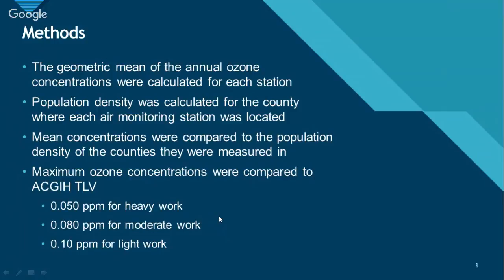Another thing that I did was I calculated the peak ozone concentrations for each of those stations, and those concentrations were compared to the ACGIH threshold limits for ozone. And those threshold limits are listed here. It's important to note that those limits vary depending on the level of work that a person's doing. The threshold is 0.05 parts per million for somebody doing heavy work, and it's as high as 0.10 parts per million for somebody doing light work.